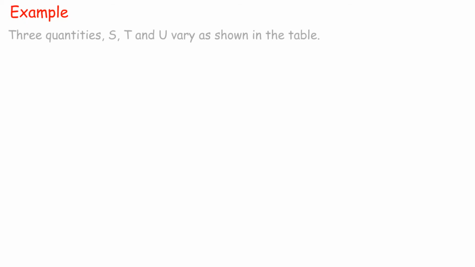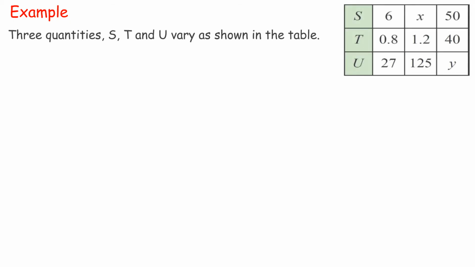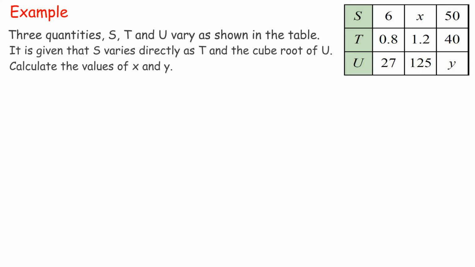Example: 3 quantities, s, t, and u vary as shown in the table. It is given that s varies directly as t and the cube root of u. Calculate the values of x and y. Solution: s varies directly as t and cube root of u. s equals k times t and cube root of u.